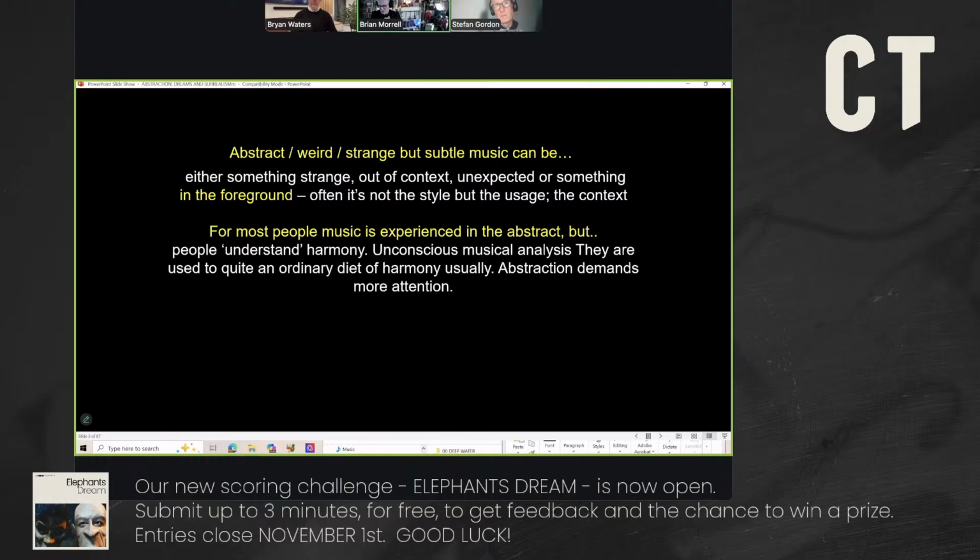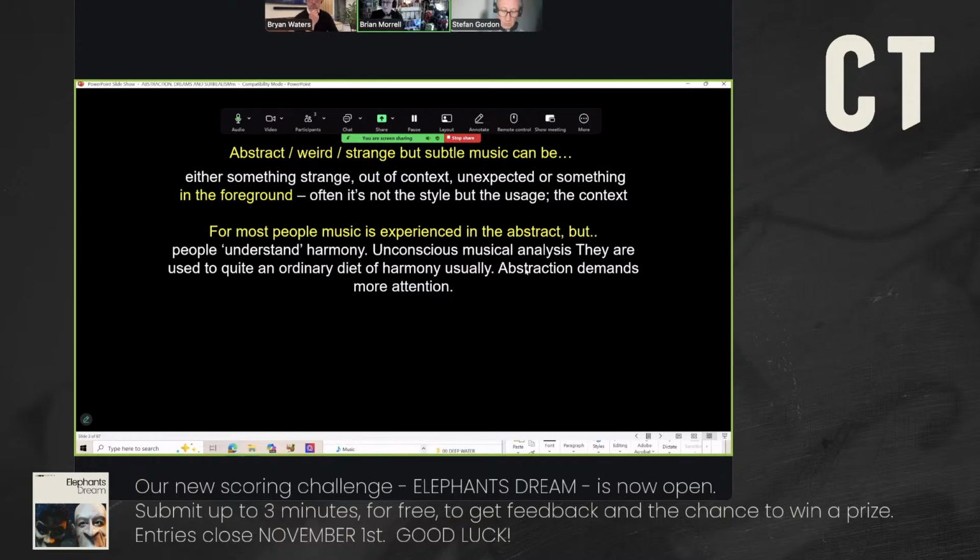For most people, I've said this quite a few times, music is experienced in the abstract, by which I mean people don't hear chords. They can't name the chords. But despite that, people do understand harmony. Unconscious musical analysis is something that we all do.